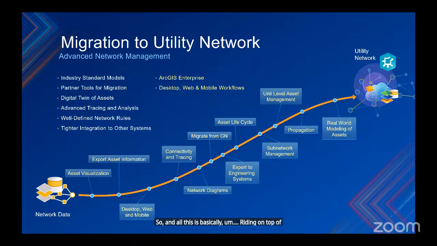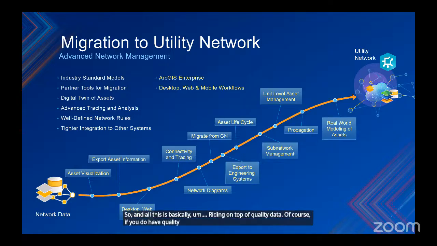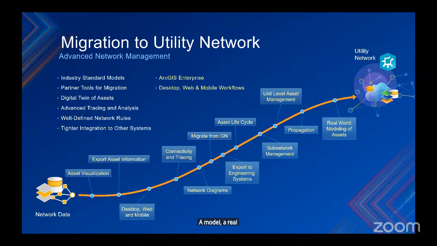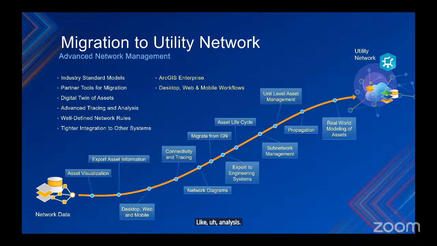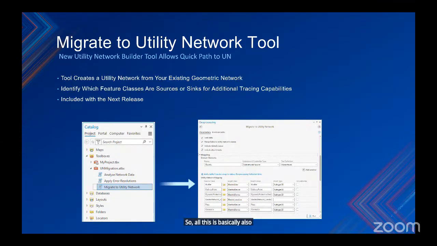And all this is basically riding on top of quality data. Of course, if you do have quality data, in this case, you'll be able to model a real world representation of your entire network, and on top of it, you can integrate other workflows like monitoring, like analysis. You want to identify different workflows in terms of connections, in terms of load, in terms of simulation. You do want to be able to carry out these on top of your ArcGIS utility network, as you want to have this in place. So all this is basically also still touching on data quality.